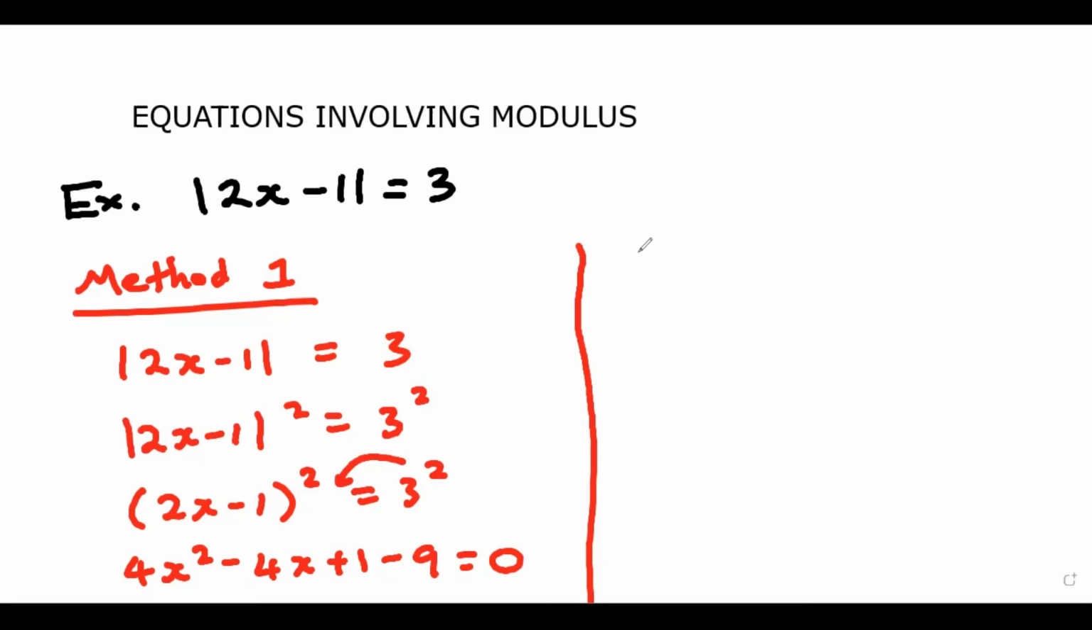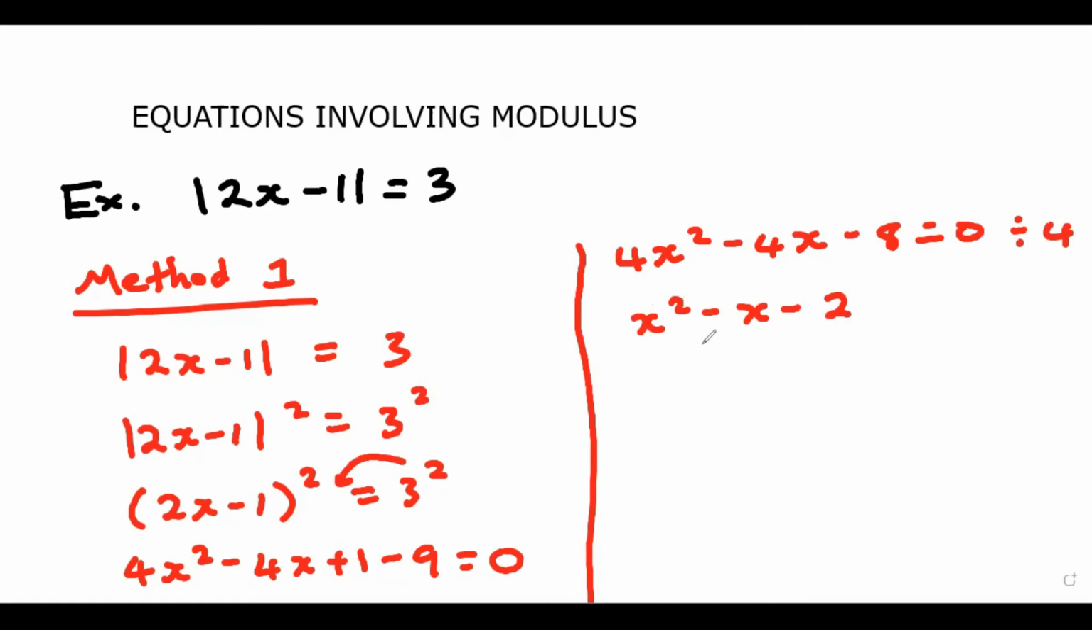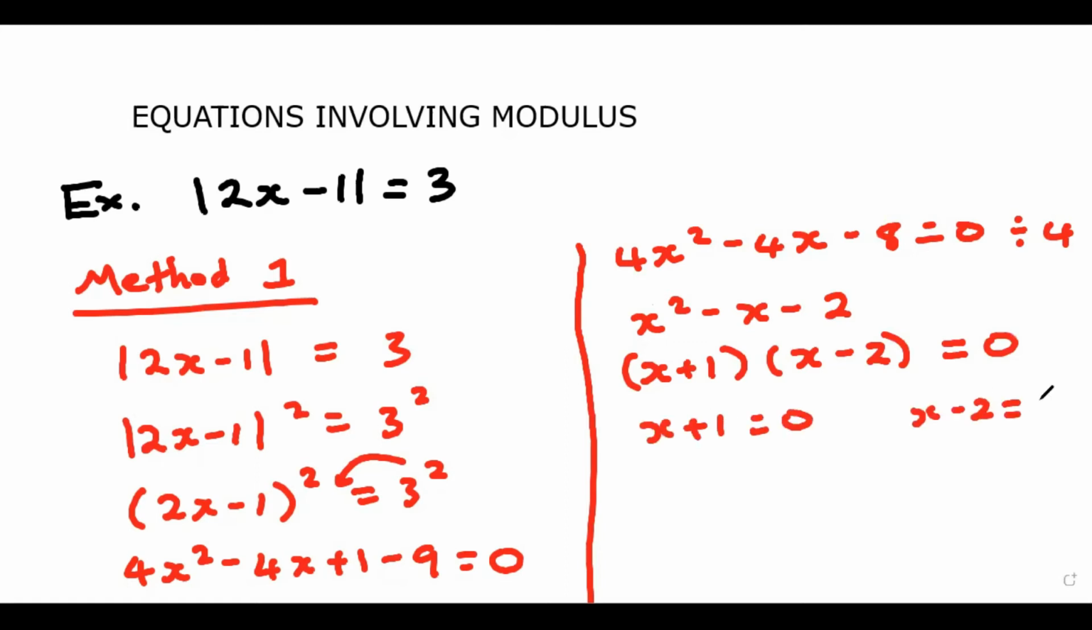So then we'd have 4x squared minus 4x minus 8 is equal to 0. Because we have 4 common between all 3 of these terms, we could divide through by 4. So we'd have x squared minus x minus 2. We could now factorize this and we would get x plus 1 times x minus 2 is equal to 0. That would mean x plus 1 is equal to 0 and x minus 2 is equal to 0. So x would be equal to minus 1 and x would be equal to 2.